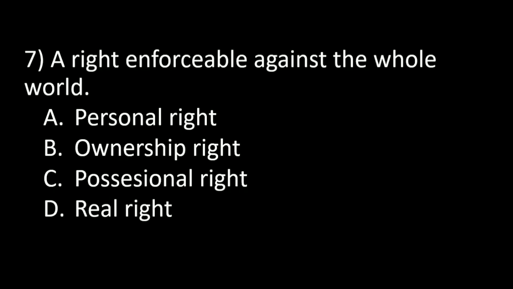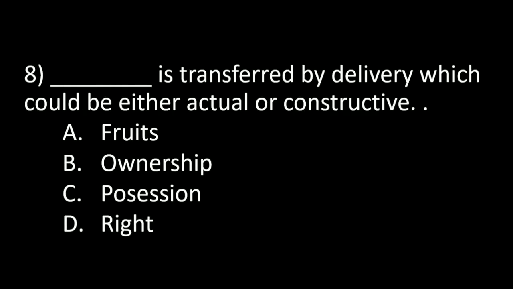Number 7. A right enforceable against the whole world. A, personal right. Letter B, ownership right. Letter C, possessional right. Or letter D, real right. Next, number 8. Blank is transferred by delivery, which could be either actual or constructive. Letter A, fruits. Letter B, ownership. Letter C, possession. Or letter D, right.